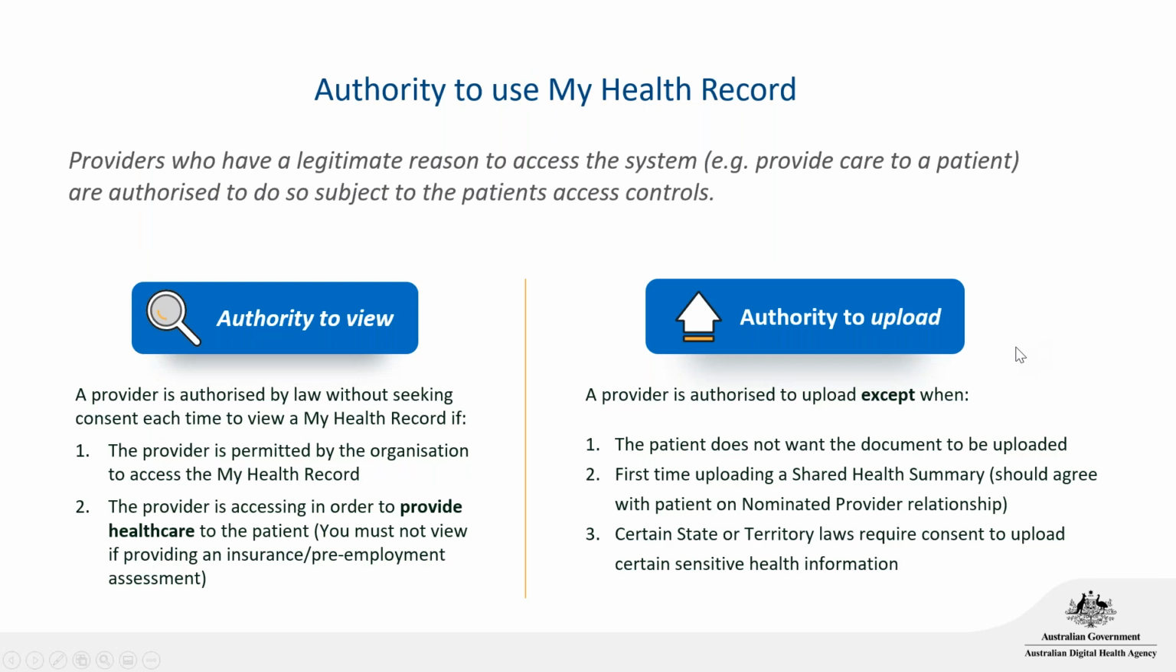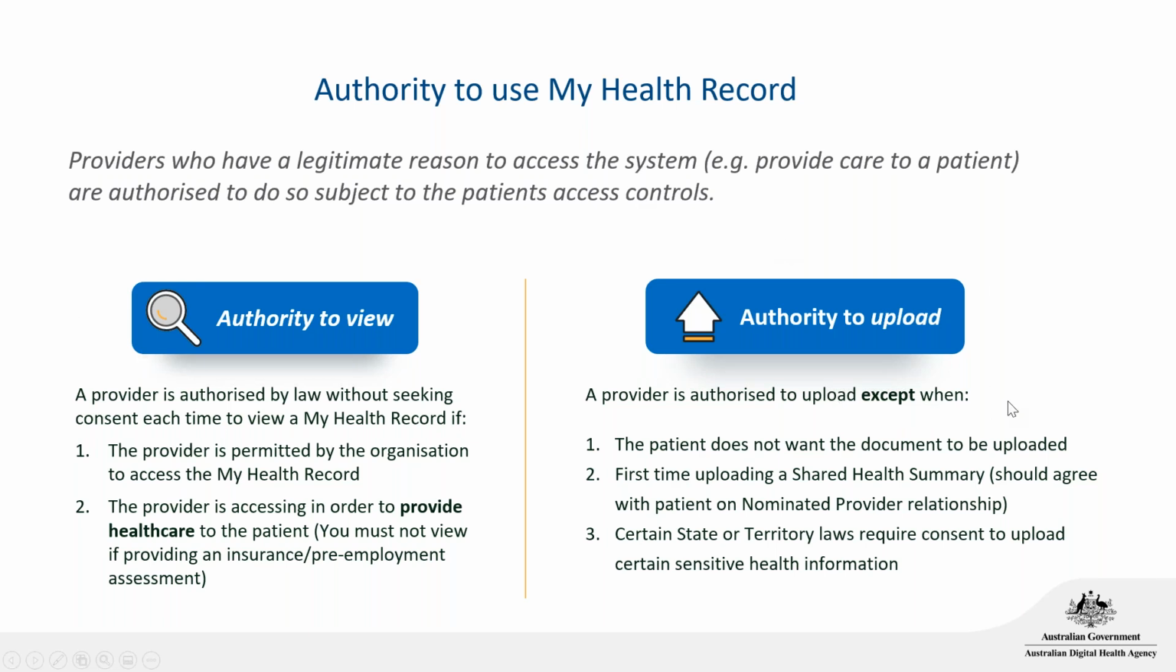Now, a very common question that we get asked is when can you access a patient's My Health Record? Do you have to ask them for permission? For healthcare providers that work in health organizations, if your organization is registered with My Health Record and has given you, as a healthcare provider, access to the system, and provided that you're accessing it for a legitimate reason, which would be providing healthcare services to the patient, then under the My Health Records Act, you have authority to view their record and to upload information to their system. So you don't have to ask for permission. You're already authorized to view information.